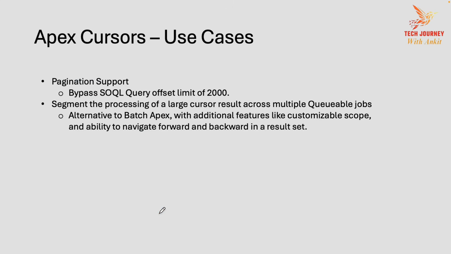Here are a few use cases where you can use the Apex cursor. We all know that with a SOQL query, we have an offset limit of 2000. In case you want to get rid of this offset limit and want to fetch more than 2000 records for pagination purposes, you can use the Apex cursor. I will show you the implementation of this in the next video.